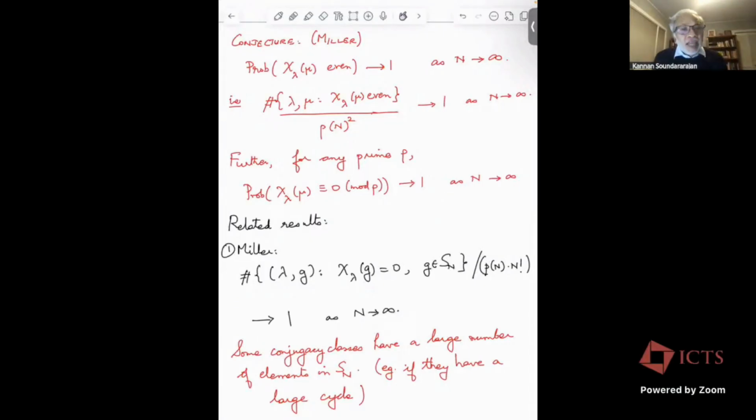He actually conjectured the same thing holds for multiples of any prime power as well. So for 3 squared, 5 squared, and so on. Again, all these proportions, he conjectured, tend to 1.